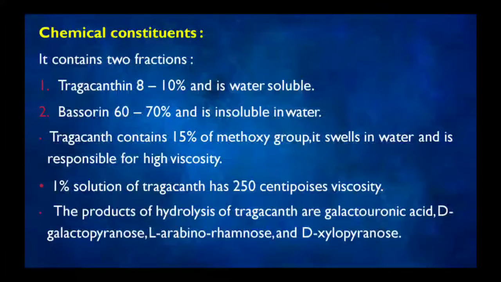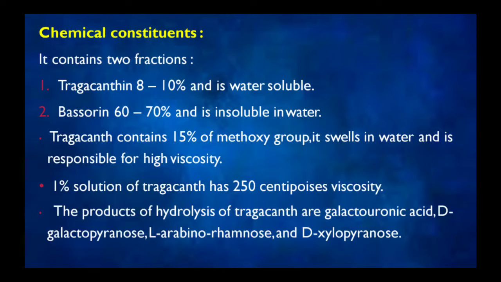What are the various chemical constituents? It contains two fractions. One is tragacanthin that is present around 10% and it is usually water soluble. The other one is bassorin that is present up to 60 to 70% and it is insoluble in water. Tragacanth contains 15% of methoxy group.